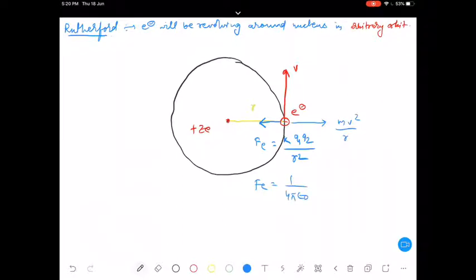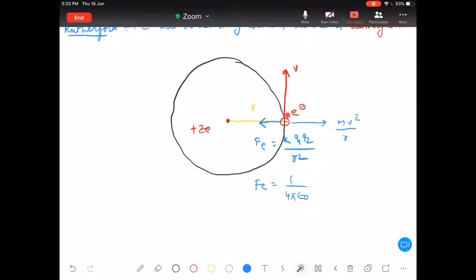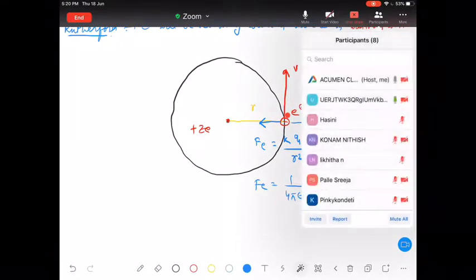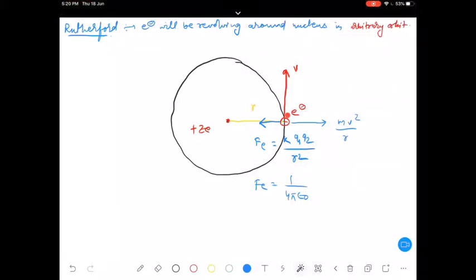Last class, if you remember, I told you that K is a constant whose value is 1 upon 4 pi epsilon naught, or simply K equals 9 into 10 to the power 9 Newton meter square per coulomb square, right? So here Q1 is the charge present on the nucleus, which is Ze. Q2 is the charge present on the other species, which is the electron, that is e only. So Q1 into Q2 will come out to be Z e square upon R square.